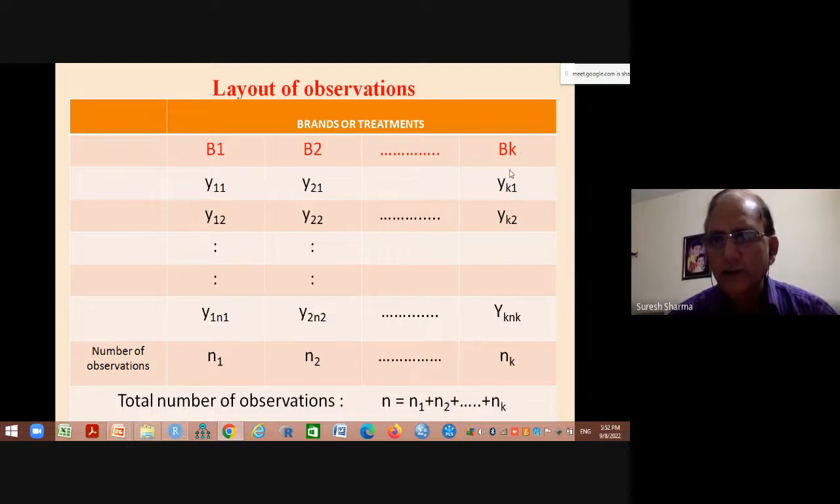And so on. Here K is fixed, from the Kth brand, 1, 2, right up to NK. NK number of tubes from the Kth brand. So total will be N1 plus N2 plus up to NK. How many tubes have I taken? Total number of observations will be N. N1 from here plus N2 from here, up to NK from here. So the total number will be this. Is this picture clear?